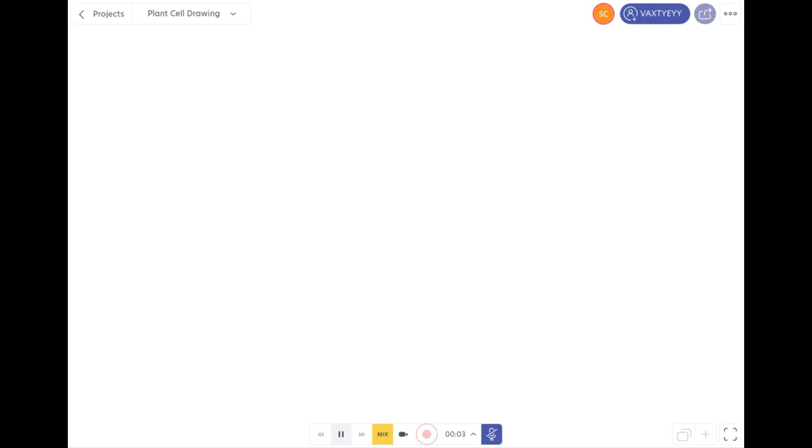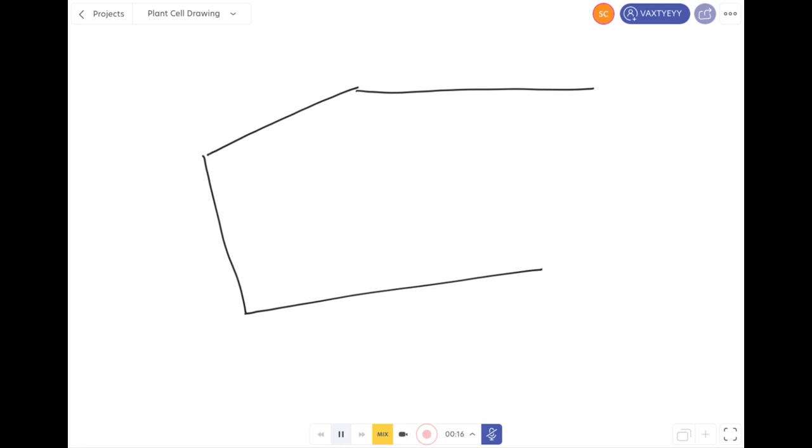In this video, we are going to draw a plant cell. So we are going to start with first the outer edge of the plant cell. So I'm just going to draw kind of boxy. There could be 4 sides, there could be 5 sides, it just depends. But this is going to be the cell wall.